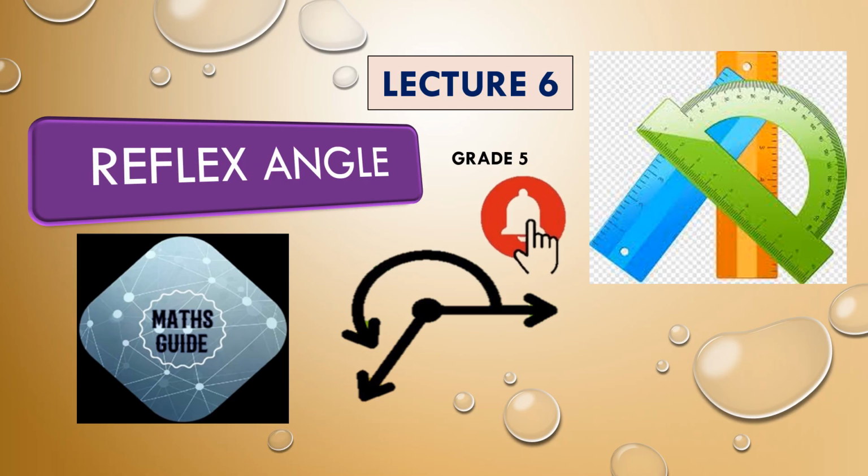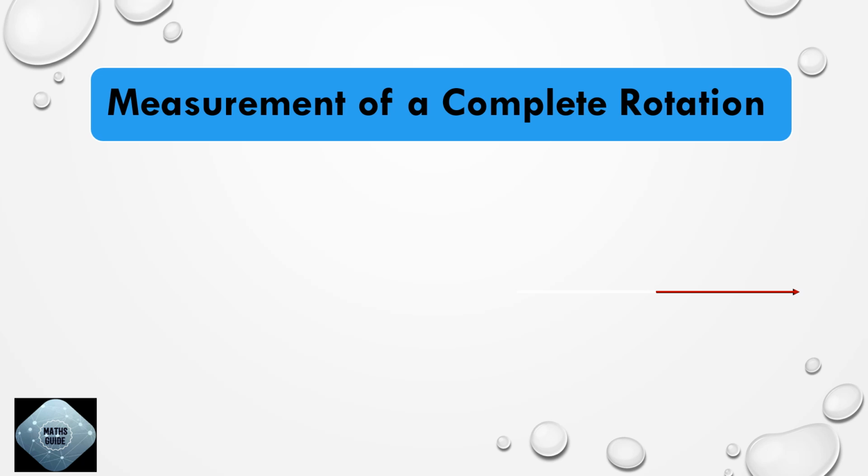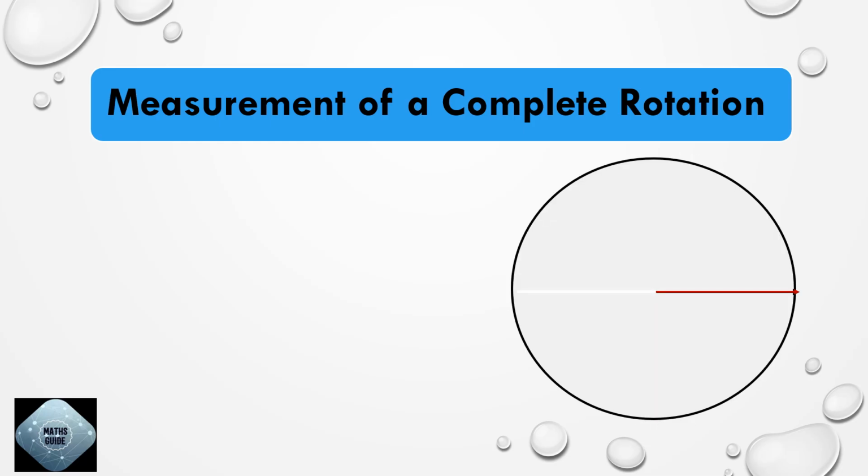So let's get started with reflex angles. Now we are exploring the concept of a complete rotation. You may have heard terms like full circle or 360 degrees, but what does a complete rotation really mean in geometry? We will look at how it is measured and how we see it in everyday life, and why understanding it is important in angles and shapes.